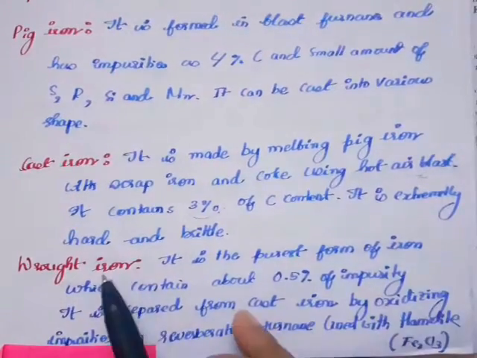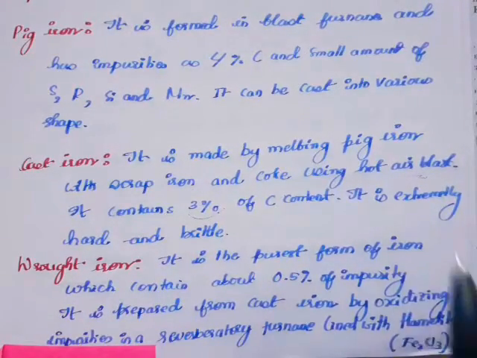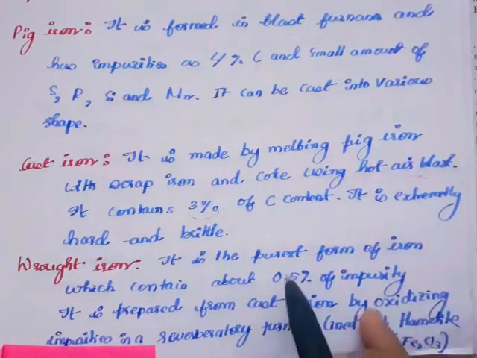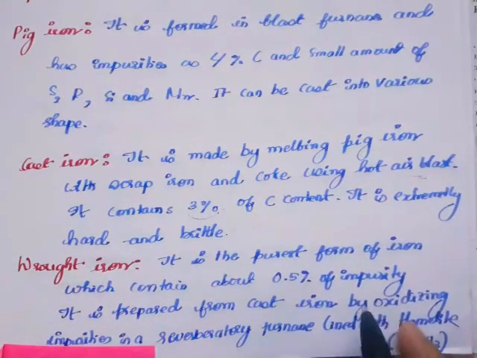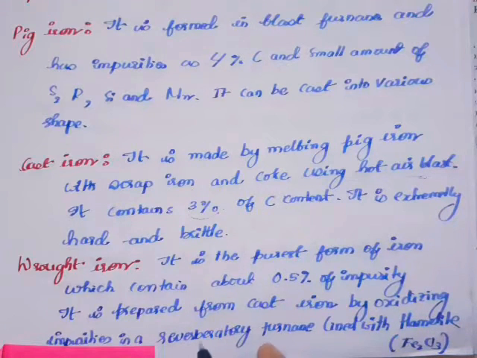Now next is the wrought iron, and it is the purest form of commercial iron, and it contains about 0.5% of impurity. Now how to remove the impurity? So where is it prepared? It is prepared from cast iron by oxidizing impurity in a reverberatory furnace lined with hematite.